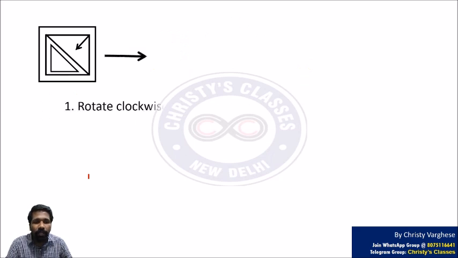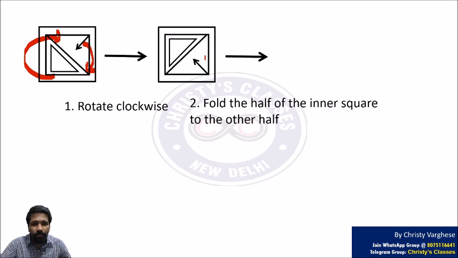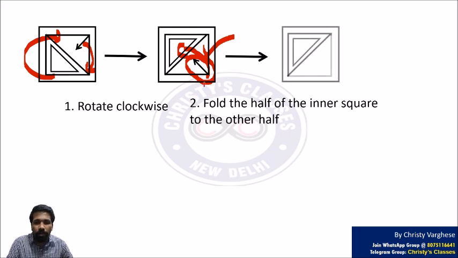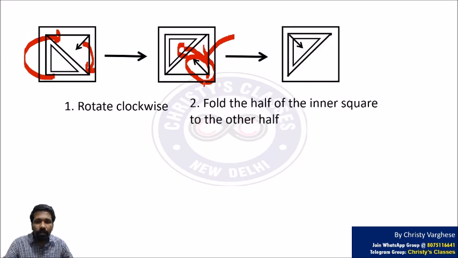How can you rotate it? If you rotate it clockwise 90 degrees, the picture will be like this. This to this side, this to this side. So this will be the picture. Now that arrow part, you have to fold it to the opposite corner diagonally. Fold it to the opposite corner diagonally means this will be the picture. Look at that again. This is what is happening. And that will be the answer.